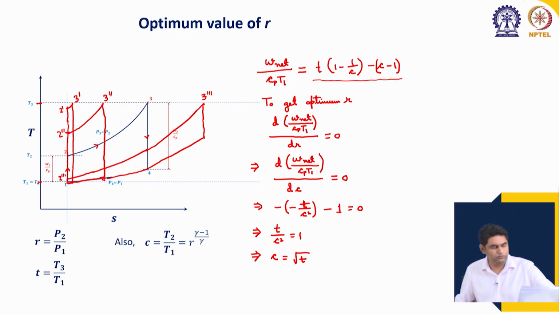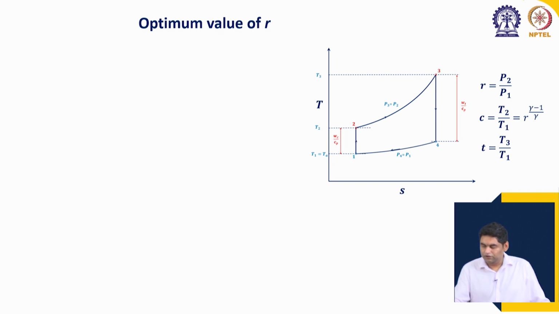So, physically what does it mean? It means that for our cycle, when this temperature ratio T 2 by T 1, which is equal to R to the power gamma minus 1 by gamma, which is equal to C, when this is equal to the root of temperature ratio T 3 by T 1, then we get the maximum work output.